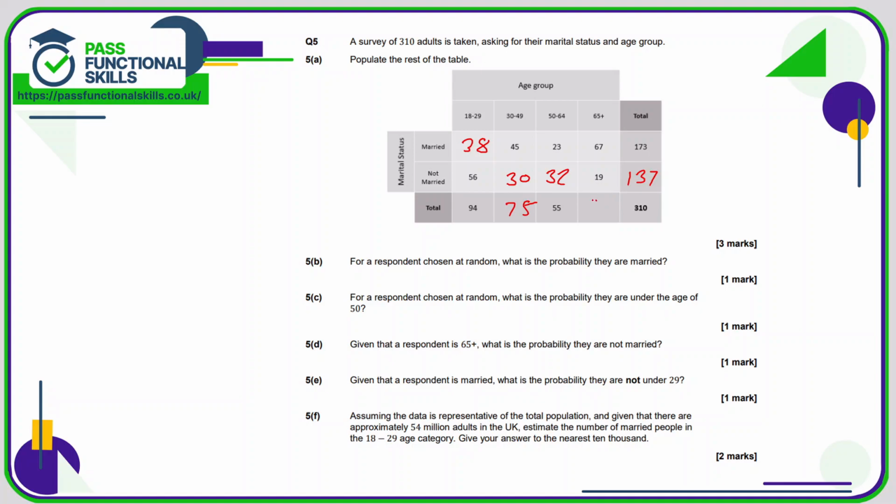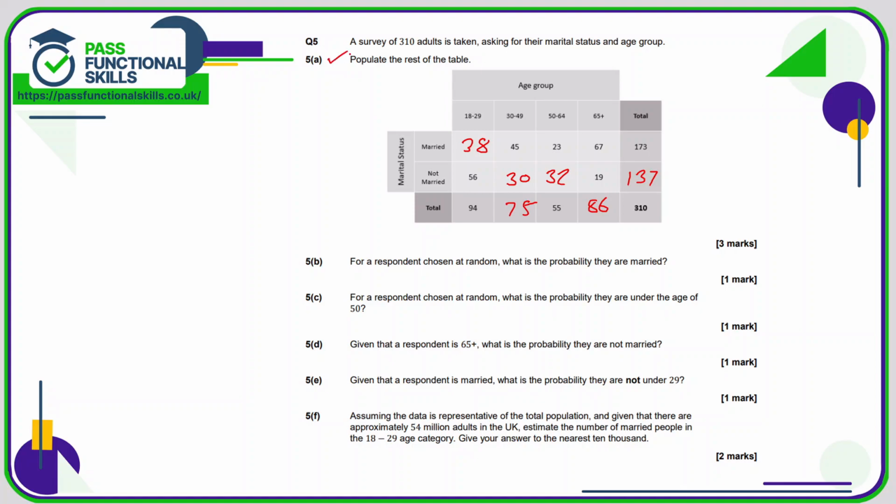Now, when I put in my final value as a test, I'm going to add these four values up just to check that they add up to 310. And if they do, I'm relatively confident that everything else is accurate. And it does add up to 310. So we've populated the table.